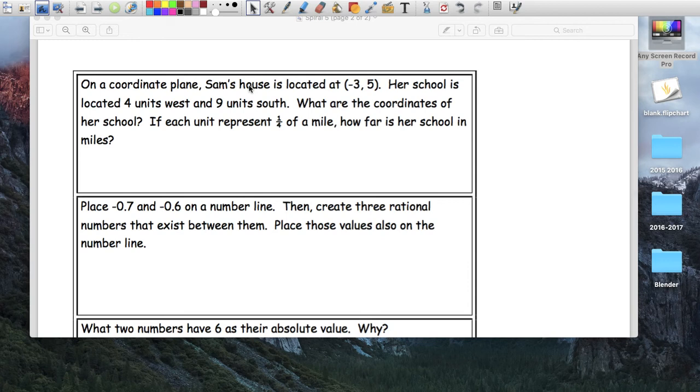On its coordinate plane, Sam's house is located at -3, 5. Her school is 4 units west and 9 units south. What are the coordinates of her school? If each unit represents 1/4 of a mile, how far is her school in miles? Okay, so this one is a little bit difficult, and I maybe suggest you grab one of those coordinate grids.